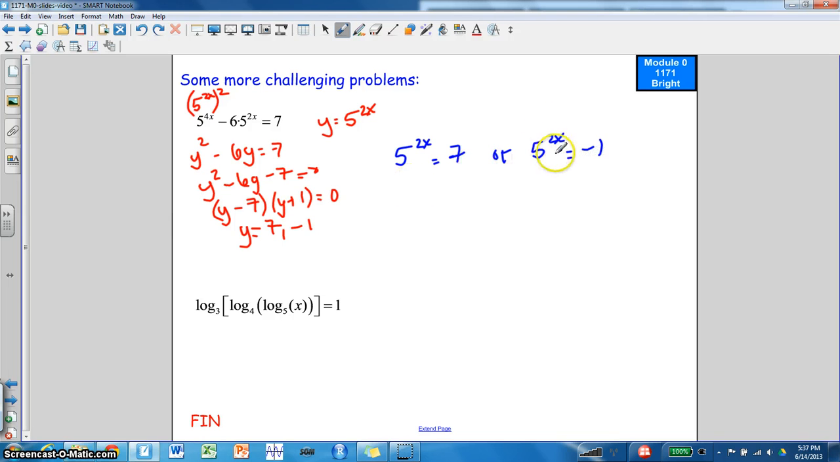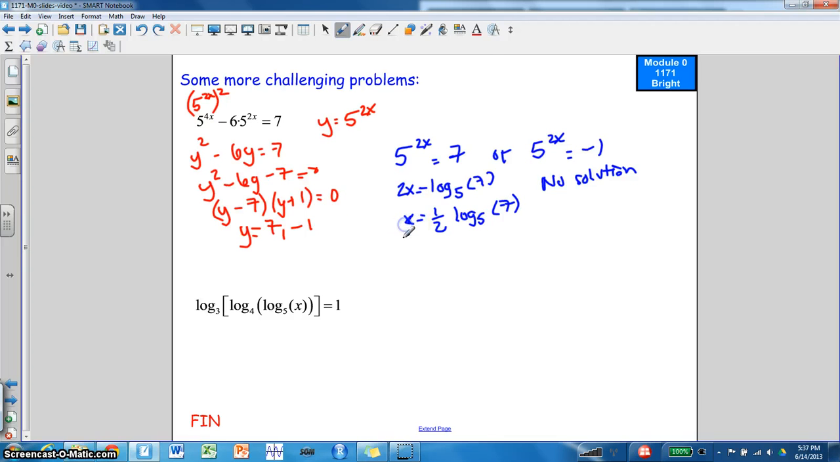Now this one, an exponential equation can never be a negative number. You can try whatever you want. You can even try a negative value in for x and you're still not going to get an answer. So this one, there's no solution. This one, however, we just need to switch to logarithmic form and solve for x. So switching to logarithmic form, I get 2x is equal to log base 5 of 7, and then x is just going to equal 1/2 log base 5 of 7.